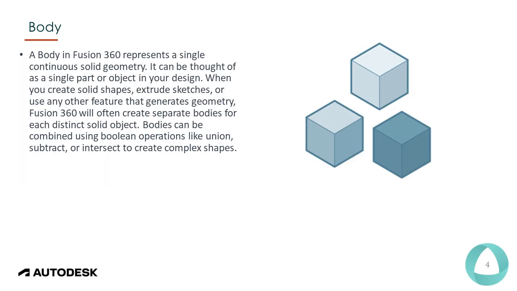A body in Fusion 360 represents a single continuous solid geometry. It can be thought of as a single part or object in your design. When you create solid shapes, extrude sketches, or use any feature that generates geometry, Fusion 360 will often create separate bodies for each distinct solid object. Bodies can be combined using Boolean operations like union, subtract, or intersect to create complex shapes.